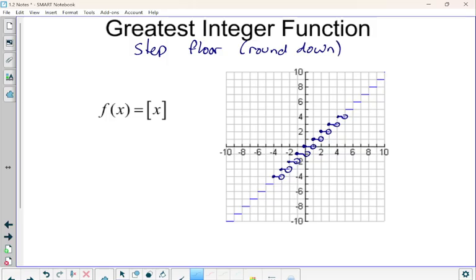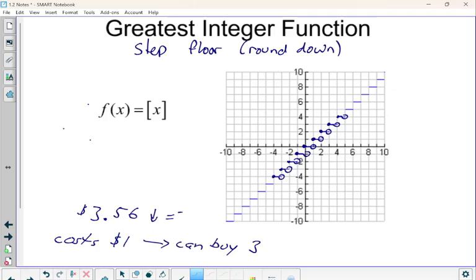Mr. Ratliff, when would you ever use this in real life? Well, let me ask you a question. If you have $3.56, but something costs $1, you can only buy 3 of them. Because if you round this down, it's going to equal $3. That's an example of that in real life.